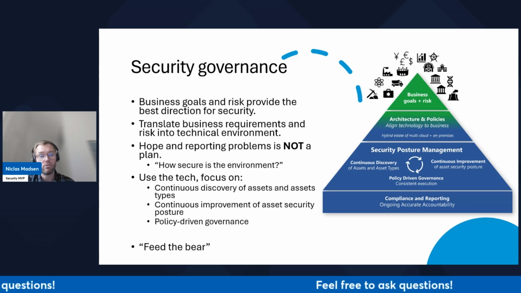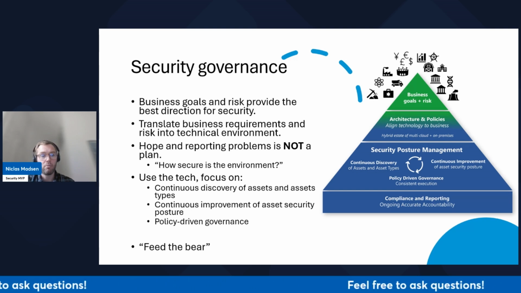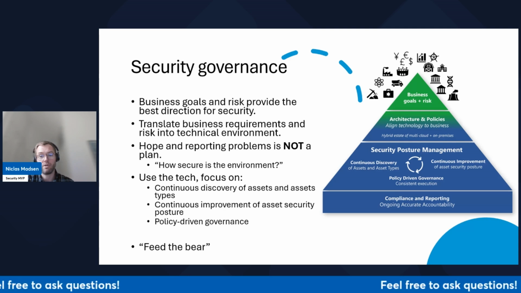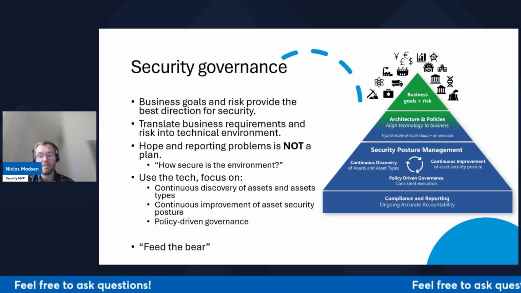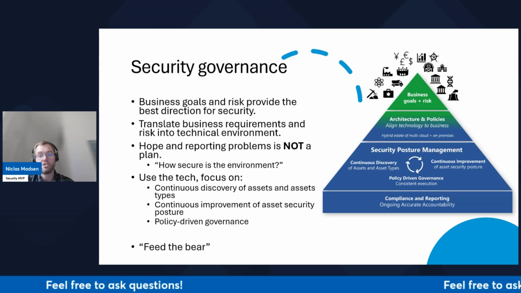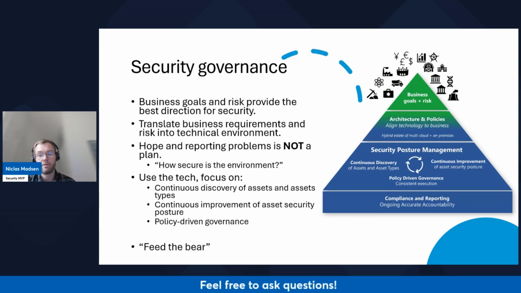Then we get down to security posture management, and I think this is a fun quote that I saw: hope and reporting problems is not a plan. Remember that it's not a plan just to hope you're doing things right, or to report problems once you see them occur. So governance in the cloud must have an active component that continuously engages with other teams. This is not security versus developers or other teams in the business. It's a joint effort to secure both your on-prem and your cloud environment. So it's very important to understand that.